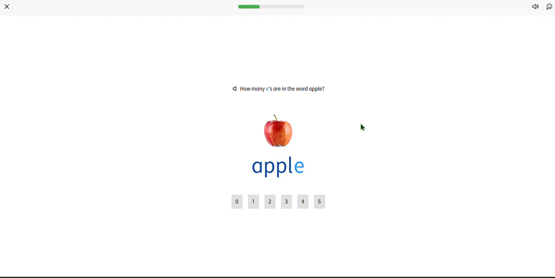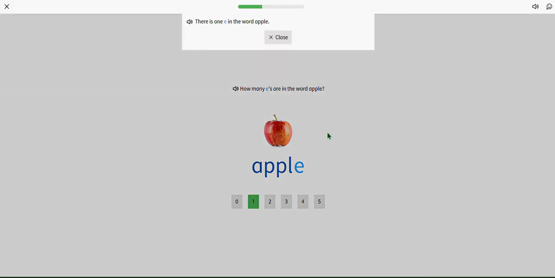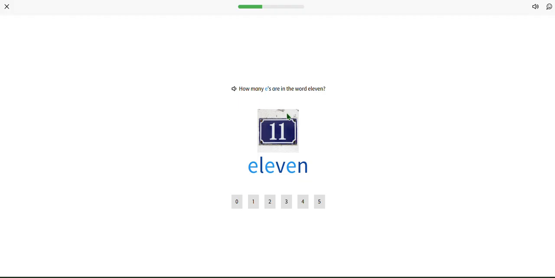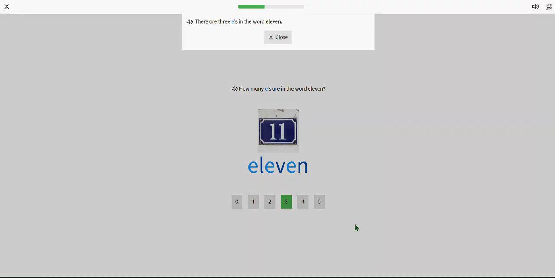How many E's are in the word apple? E's, 1 E. There is 1 E in the word apple. So like in our practice, is 1 E. The E is singular in this, so it's is. How many E's are in the word eleven? There are 1, 2, 3 E's. There are 3 E's in the word eleven, because the E's is plural.